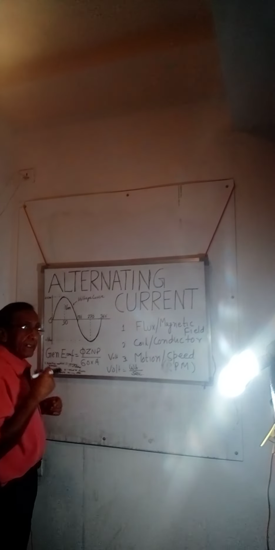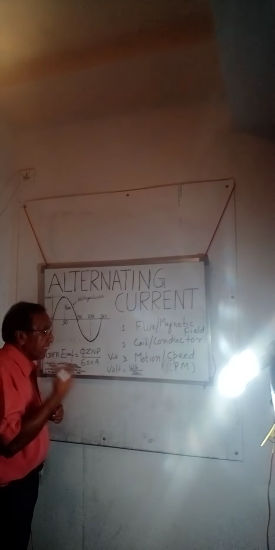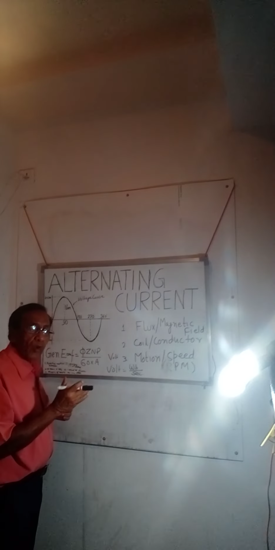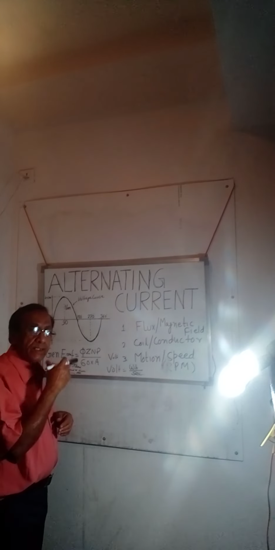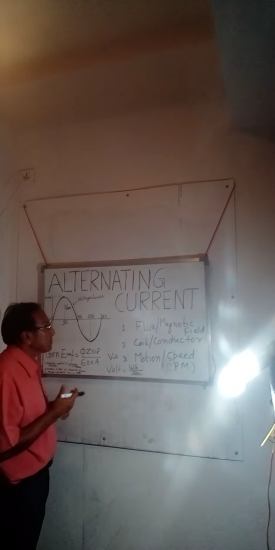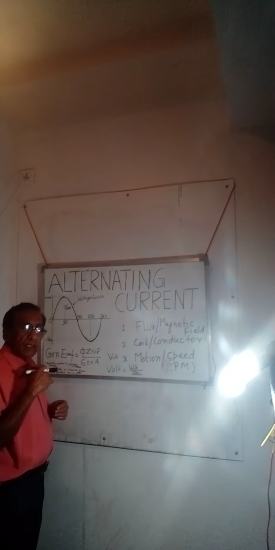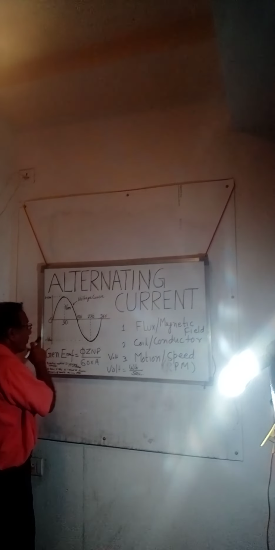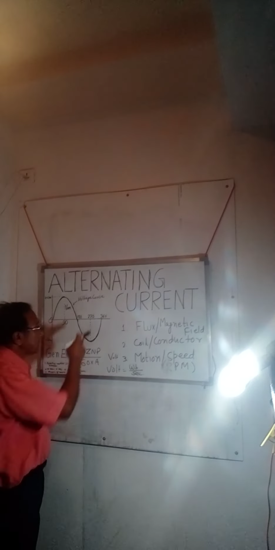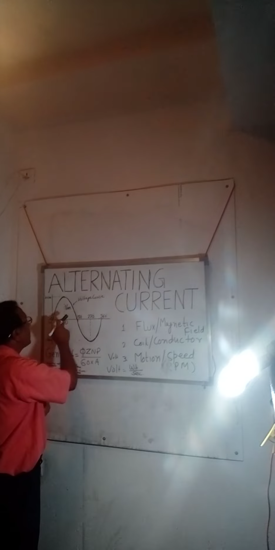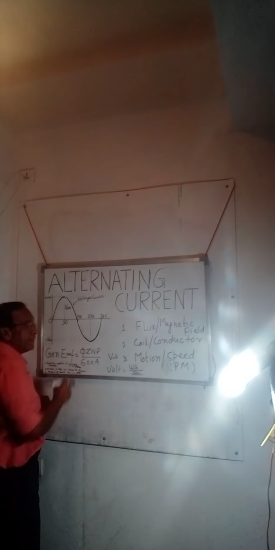So the magnetic flux linkage with the coil depends upon the position of the coil with respect to the magnetic field, with respect to the flux. The flux linkage is changing maximum at 90 degrees, giving the positive maximum voltage, and at 270 degrees the negative peak value.